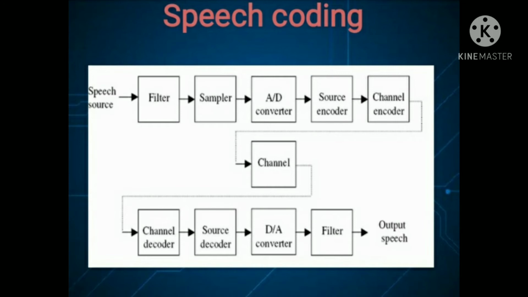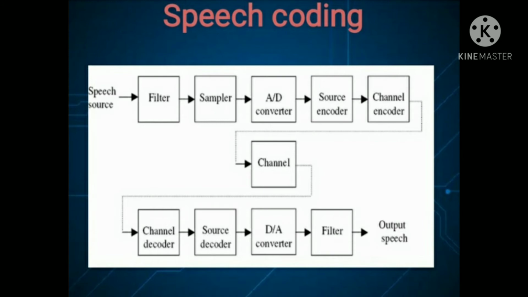Here the speech source means the speech signal is applied to a filter, which is used to remove the noise, and the filtered signal is applied to the sampler. The sampler samples the signal and applies the sampled signal to the A to D converter, which converts the analog signal into a digital signal. The digital signal is applied to the source encoder, which reduces the number of bits required to represent long runs of the spots.